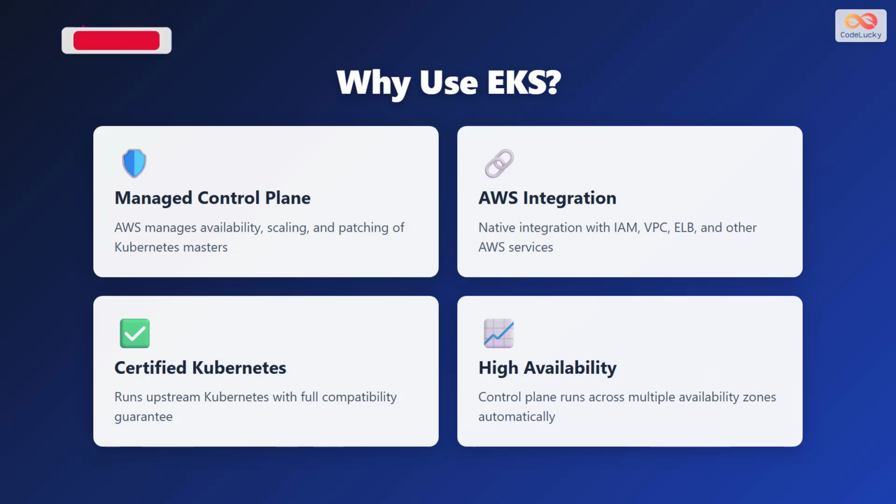There are several compelling reasons to choose EKS for your Kubernetes workloads. First, you get a managed control plane where AWS automatically handles the availability, scaling, and patching of your Kubernetes master nodes. Second, EKS provides native integration with AWS services like IAM for authentication, VPC for networking, and Elastic Load Balancing for traffic distribution. Third, EKS runs certified upstream Kubernetes, which means full compatibility with standard Kubernetes tools and applications. Finally, the control plane is automatically deployed across multiple availability zones, giving you high availability without any additional configuration.